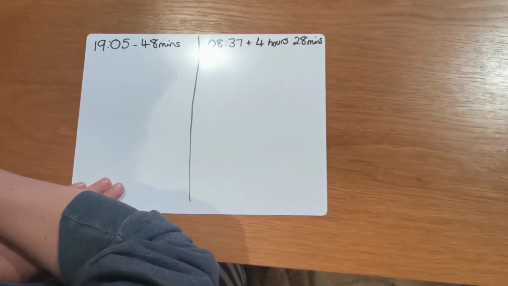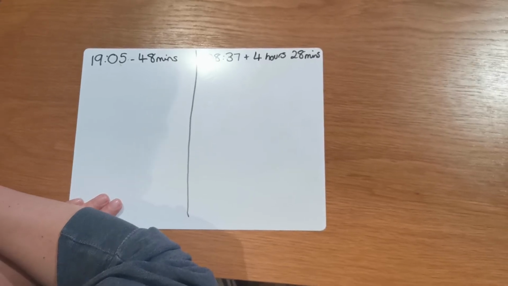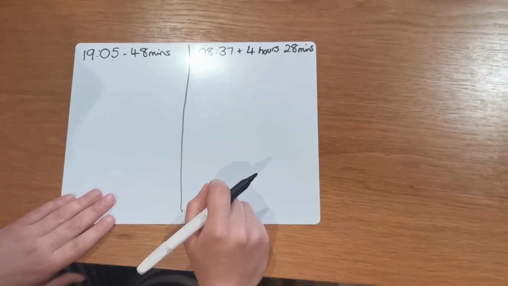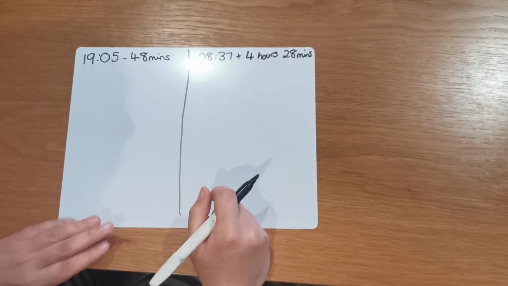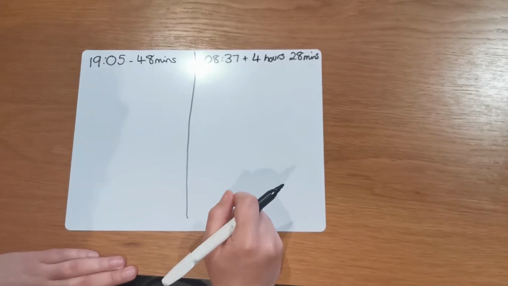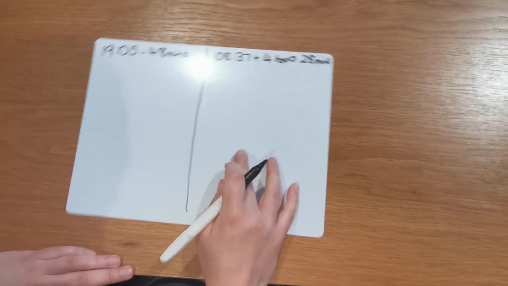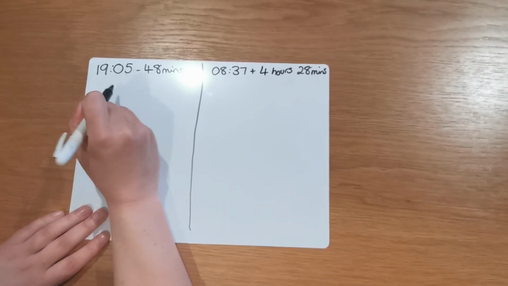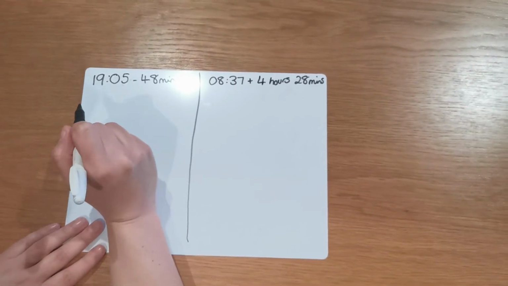Okay, so we're going to have a look at how to use the number line method to calculate problems involving time. Like I explained on the PowerPoint, time uses a base 60 concept. So unlike usual maths where we use a base 10, in time we use base 60. So we can't use a traditional column method, hence we have to use a number line. Okay, so first question here, I've got the time is 19:05 and I want to subtract 48 minutes.